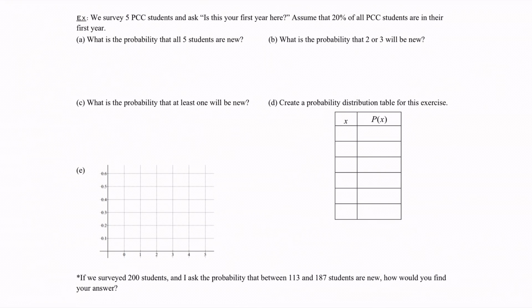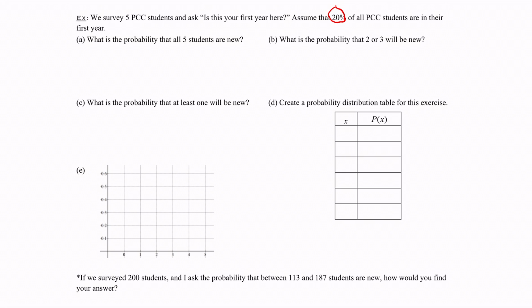In this next example, we look at surveying 5 PCC students and we ask, is this your first year here? And we've found that 20% of all PCC students are in their first year. With that information, what is the probability that all 5 students that we ask are new, in other words, are in their first year? So this is really a binomial problem here, where we have a 20% probability of success.